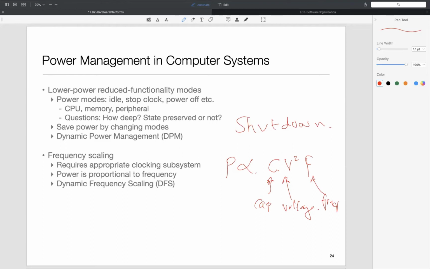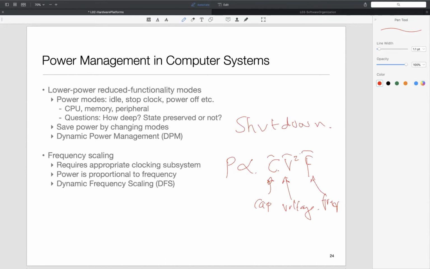If you go back to your high school physics, every time you discharge a capacitance, that charge is going to go through some resistance and the rest of the circuit, and that results in dissipation of heat. So it depends on how much capacitance you charge, what level you charge it to, and how often you are charging.